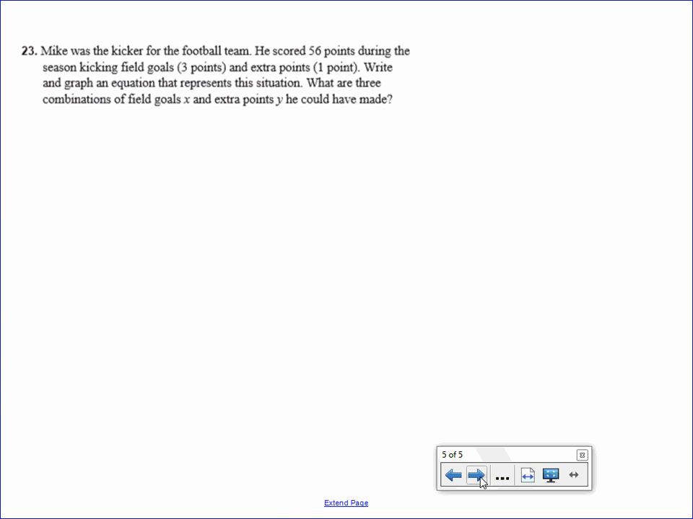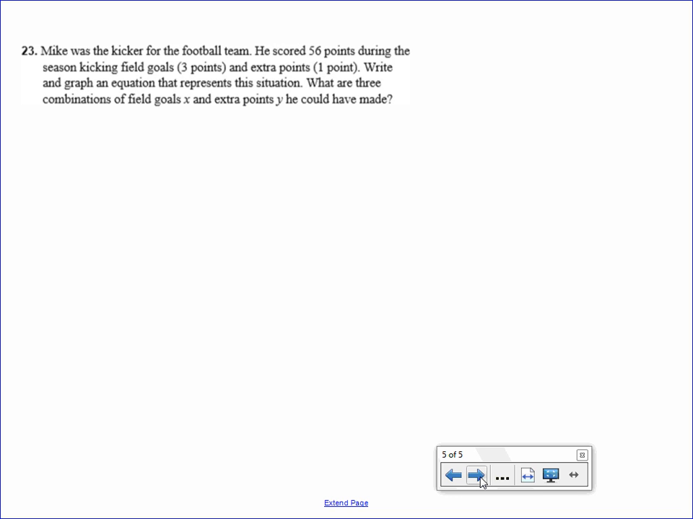So over here, take a look at this one. It says Mike was a kicker for the football team. He scored 56 points during the season, kicking field goals and extra points. Write and graph an equation that represents the situation. Okay, what are 3 combinations of field goals x and extra points y he could have made?